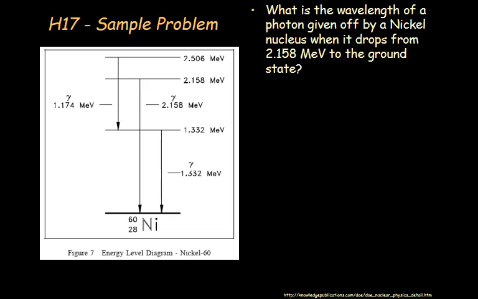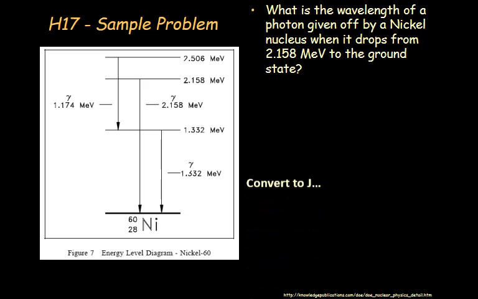So in this one, H17, what is the wavelength of a photon given off by a nickel nucleus when it drops from the 2.158 megaelectron volt level to the ground state? If you want to pause the clip and give this a try, and then when you got that, you can hit play to continue.